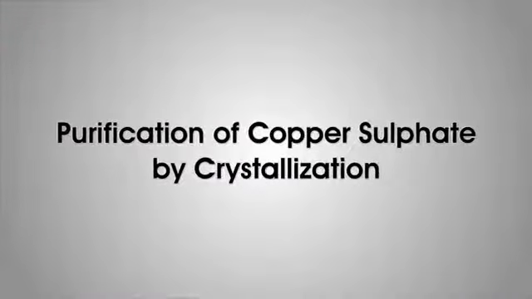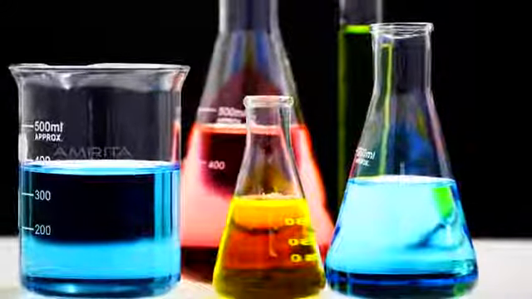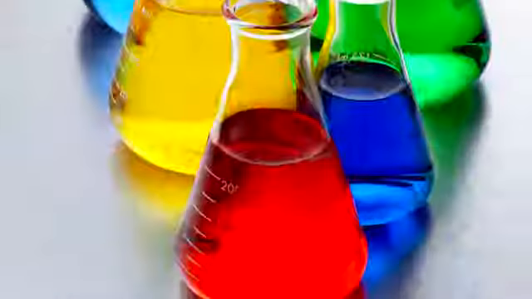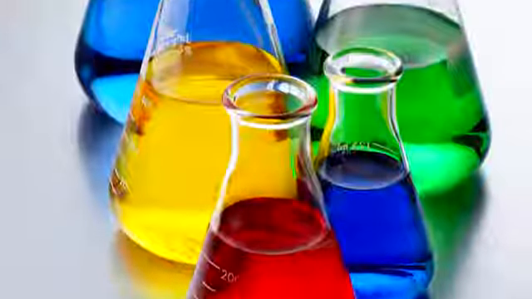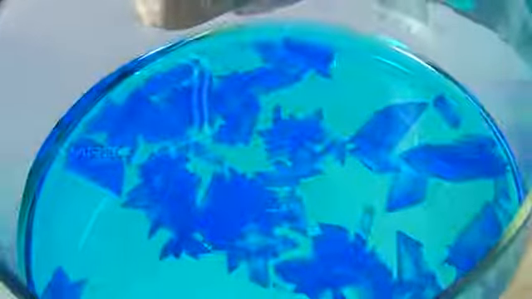Purification of copper sulfate by crystallization. The chemicals used for various purposes should be completely free from any type of impurities. Crystallization is an important purification process in which solid crystals are formed from a uniform solution.